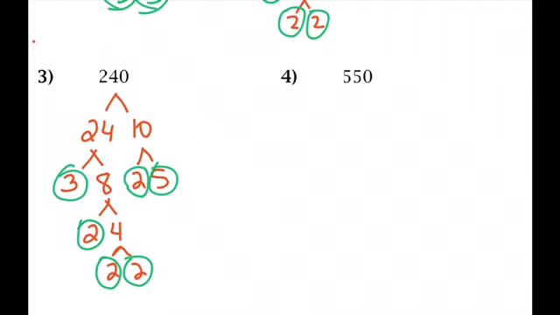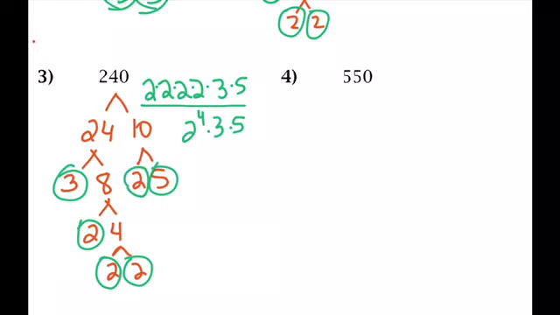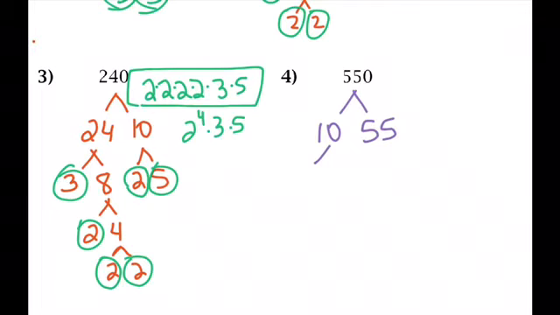So for 240, I have 2 times 2 times 2 times 2 times 3 times 5. That's the same thing as saying 2 to the 4th power times 3 times 5, but for our purposes, this is going to be more helpful. Okay, and then the last one was 550. So again, I recognize that it's divisible by 10. 10 is 2 times 5. 55 is 5 times 11, and now I have all prime, so 2 times 5 times 5 times 11.